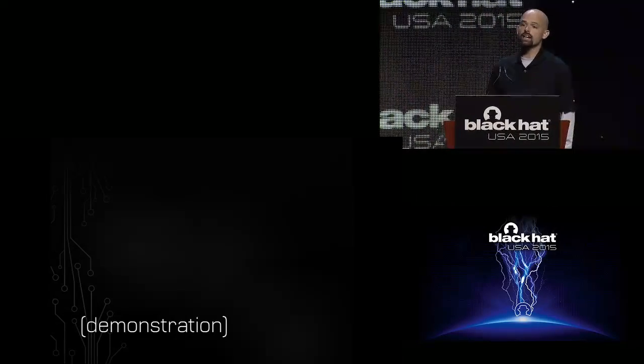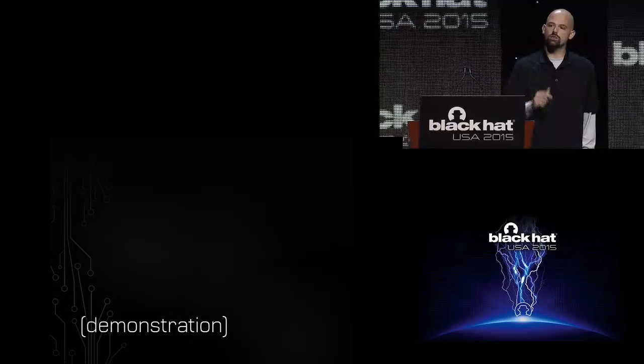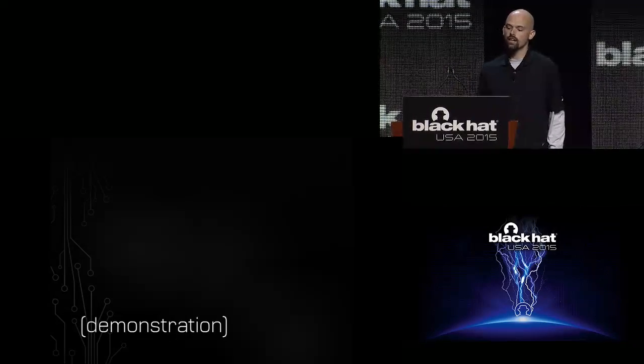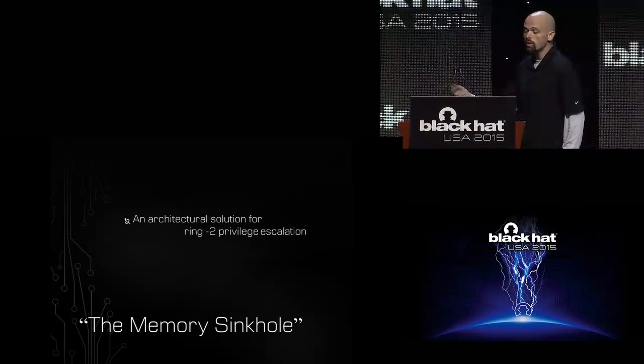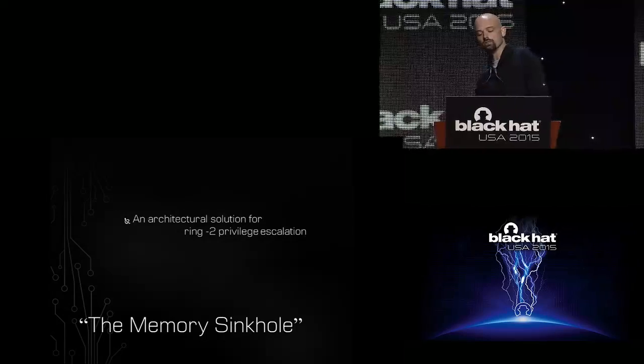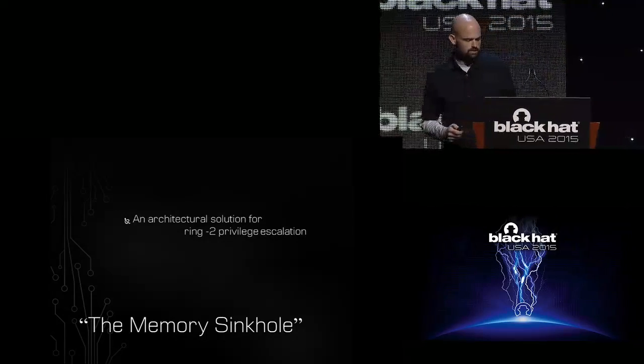So what we're really going to find out is exactly how to get something running so deeply on the processor that nothing else can see it there. What we're going to see today is an architectural solution for ring -2 privilege escalation.